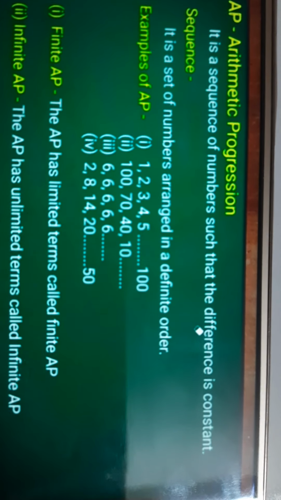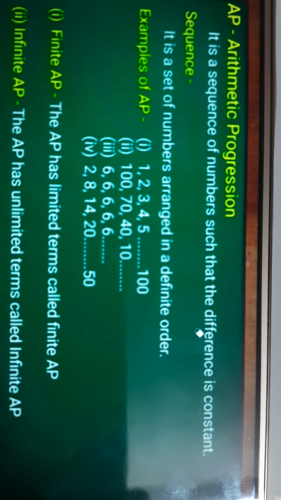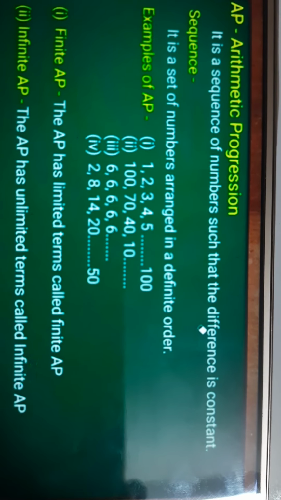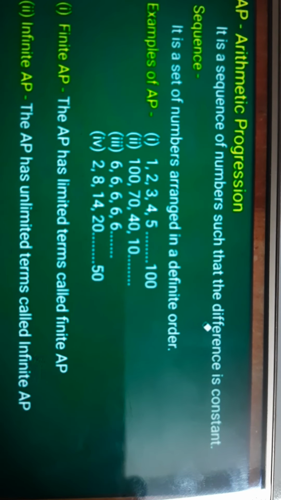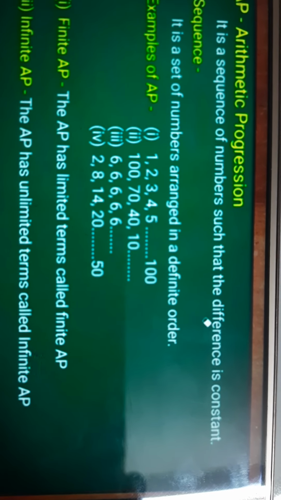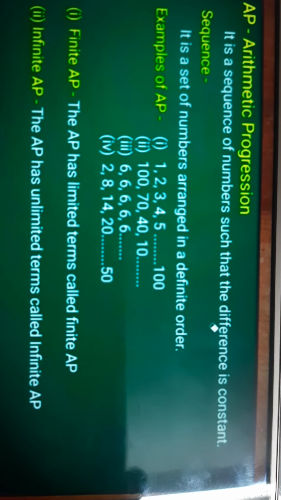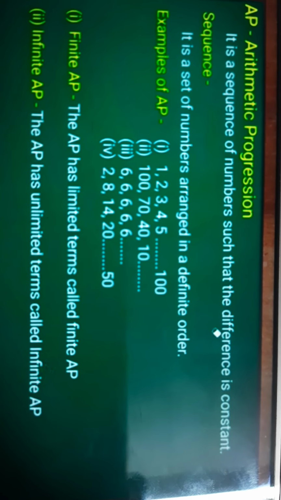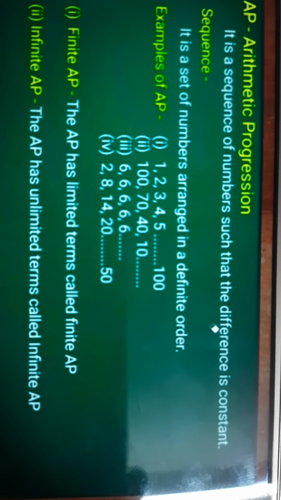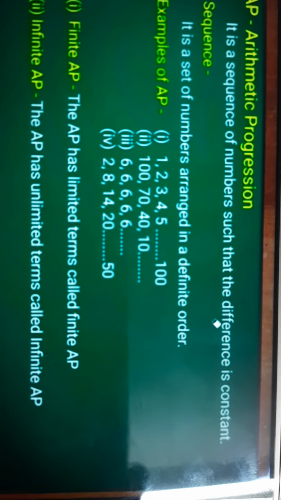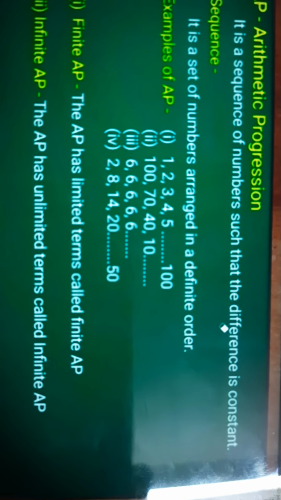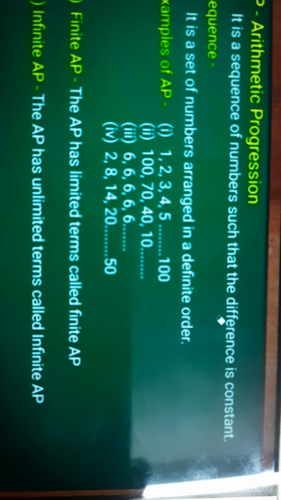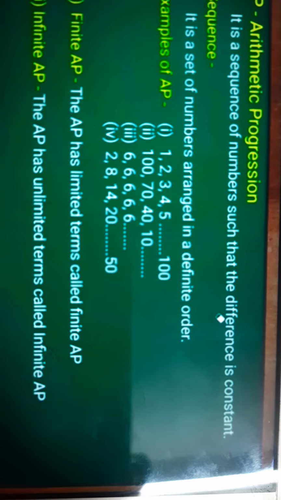So in brief, let us revise. Arithmetic progression is a sequence of numbers such that the difference is constant. What do we mean by sequence? It is a set of numbers arranged in a definite order. Example of AP: 1, 2, 3, 4, 5, and so on up to 100. Last term is given to us as 100. Second example: 100, 70, 40, 10, and so on. Last term is not there.